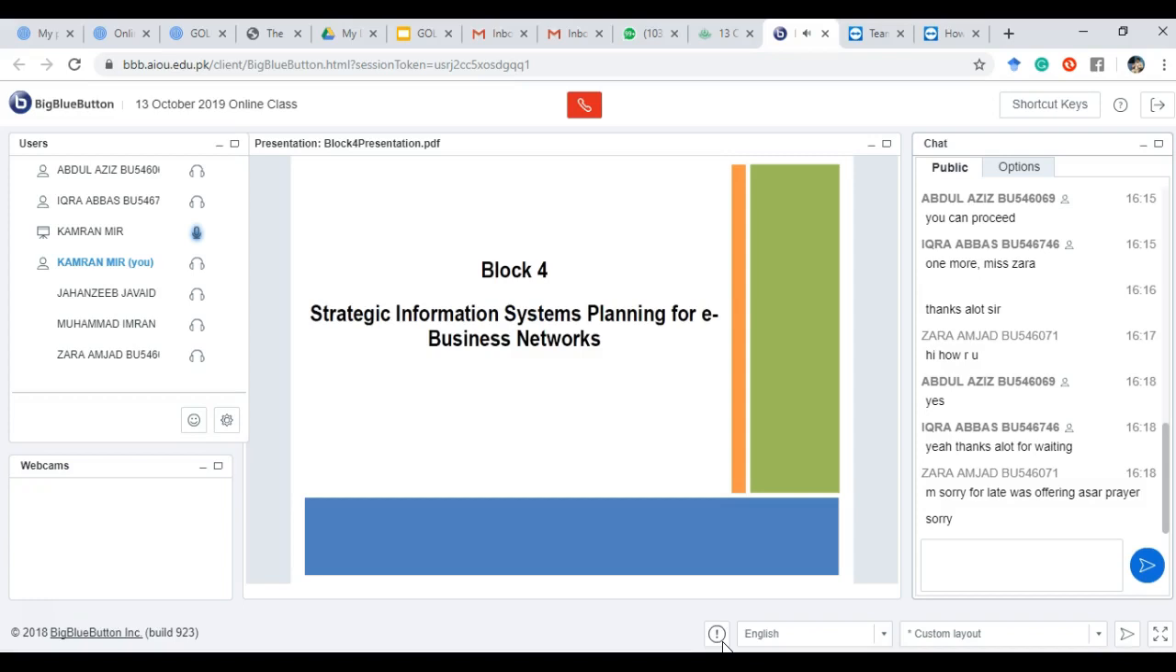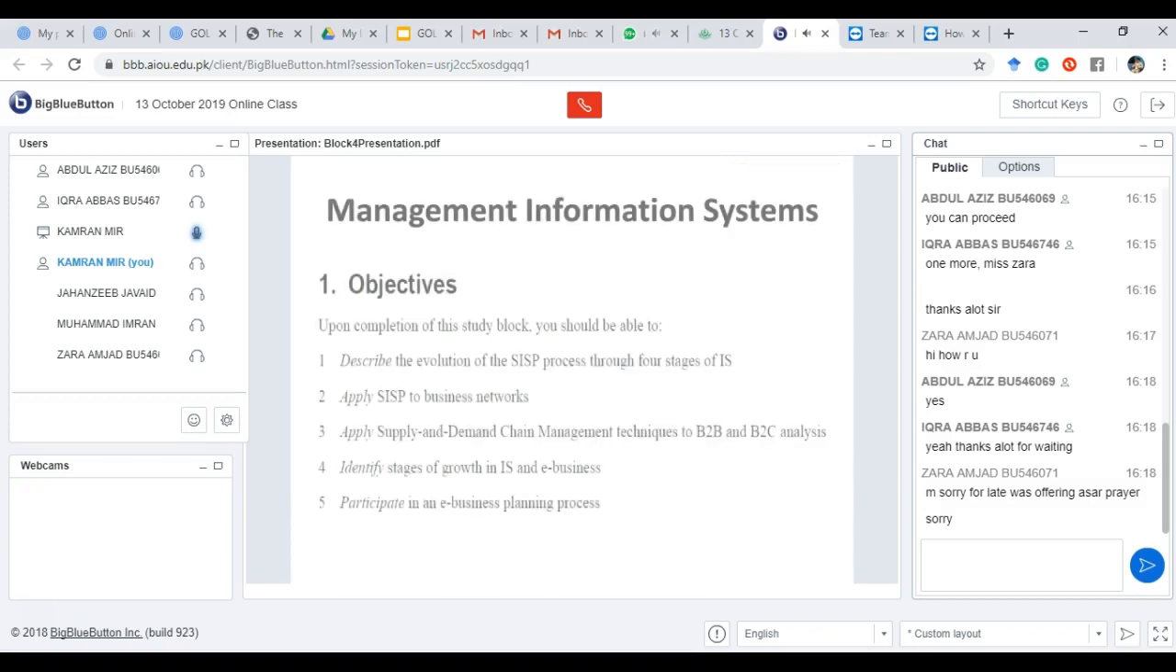Okay, we will start this. As you all know, we're going to be going through the Block 4 today, which is strategic information systems planning for e-business networks. I'll go to the next slide.